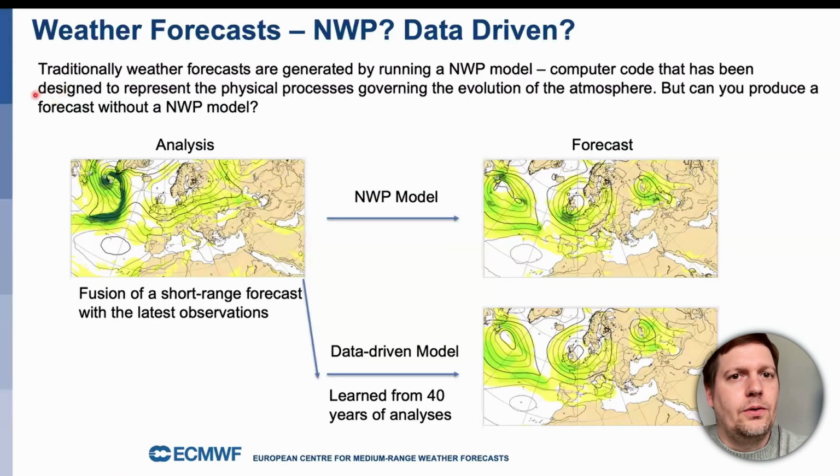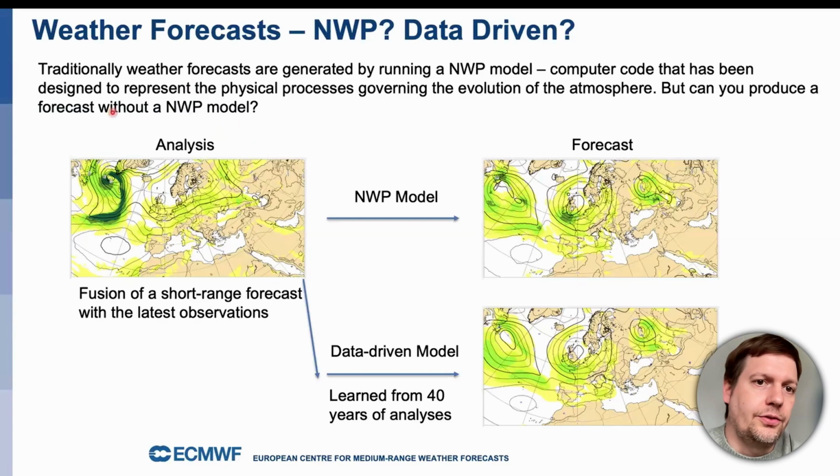So when we talk about weather forecasts, physics-based, NWP, data-driven, what does it mean? I think you have heard already quite a lot about this in this course, but just a quick recap. Traditionally, weather forecasts are generated by running an NWP or physics-based model, and that's really computer code designed to represent the physical processes that govern the evolution of the atmosphere. But one question that came up recently is: can we forecast without such a physics-based model as well?